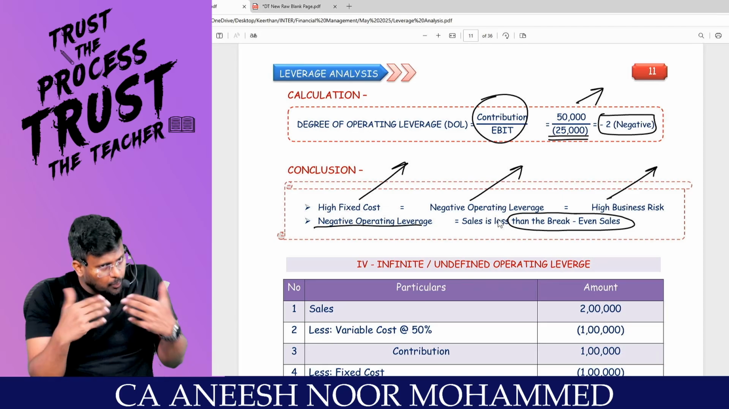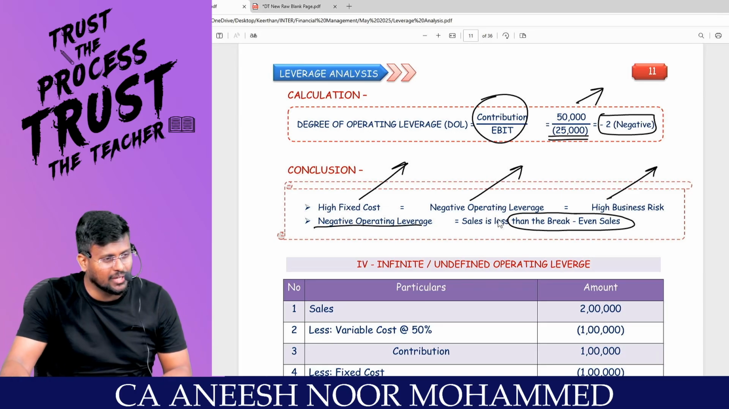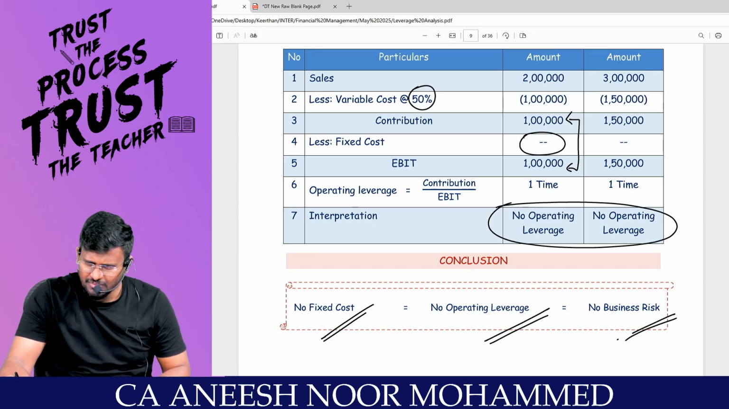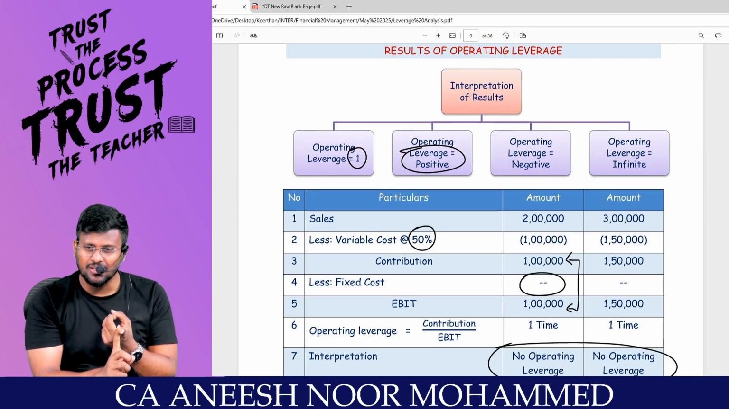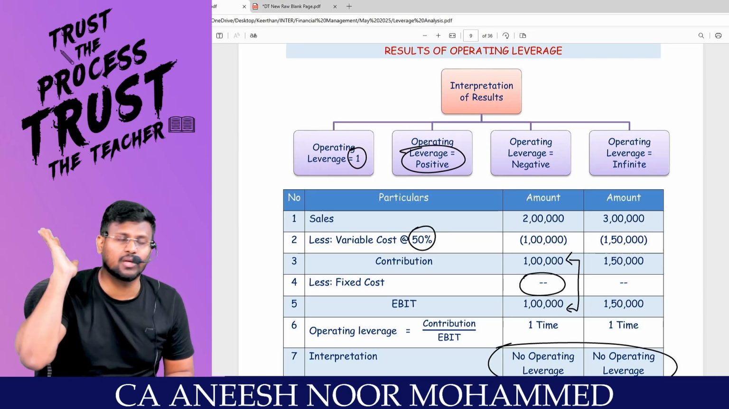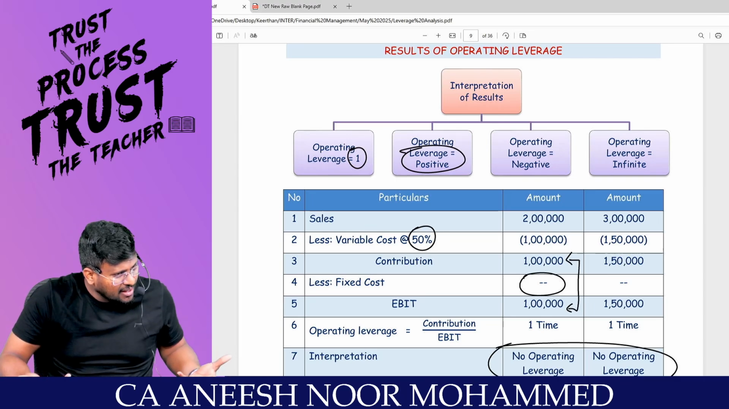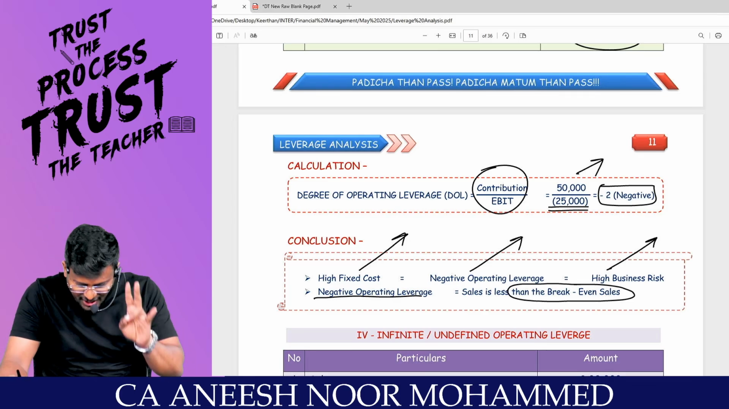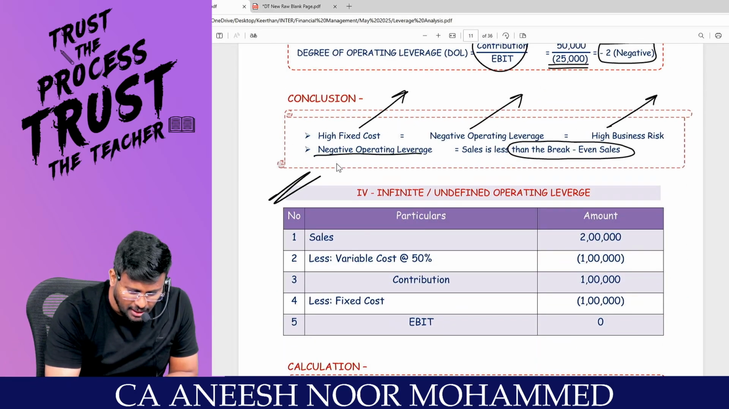Comfortable, sir? So someone will come and say that my company is having 1 operating leverage. Then what interpretation will you take? There is no fixed cost, no operating leverage, no business risk. Such businesses are very rare. Correct? Someone will come and say that I am having positive leverage. Wow! Because you are having fixed cost, you are having operating leverage, you are having business risk, and your sales are more than the break-even point. Comfortable? Someone may come and cry, my leverage is a negative leverage. That means high fixed cost, negative operating leverage, high business risk, your sales is less than the break-even point. Comfortable, sir?